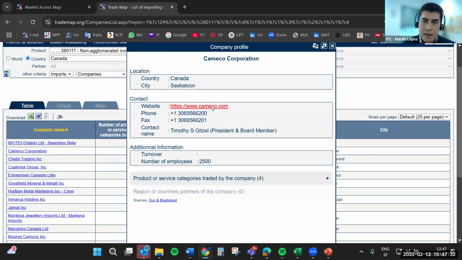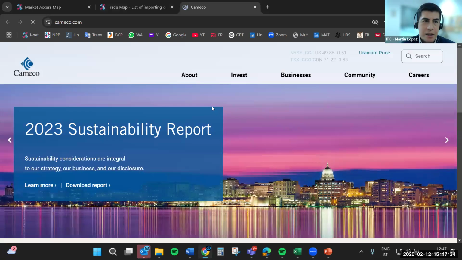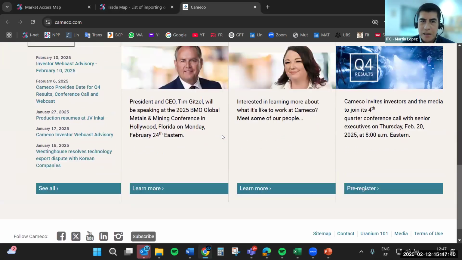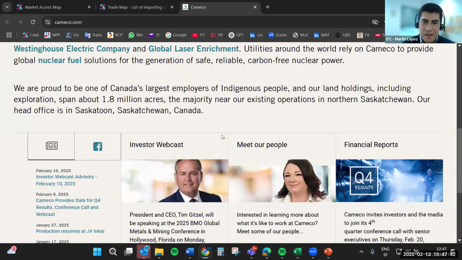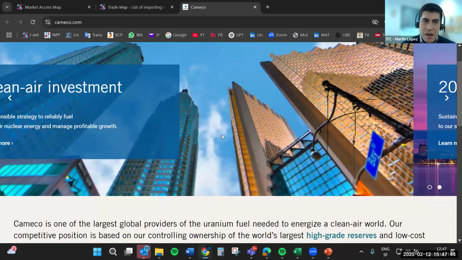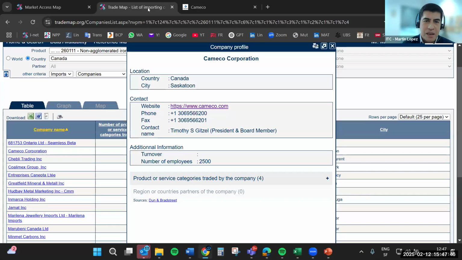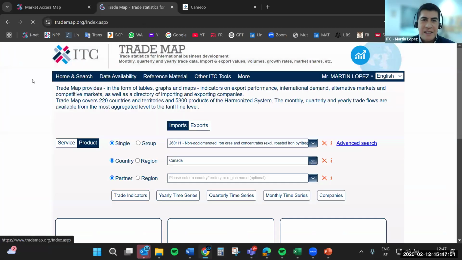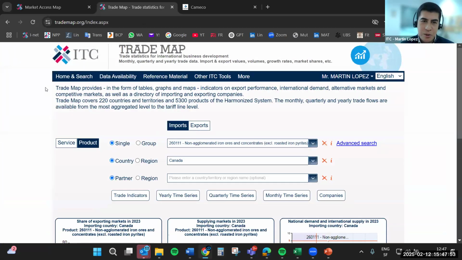I'm going to click here on, let's say, Cameco, and I have this very short company profile that includes a website. I'm going to click on the website. Didn't do this before, but yeah, it seems that it's a working, existing company, and probably you can look at their profile before you pick up the phone and offer your iron to that company. That would be best practice that you entrepreneurs for sure follow a lot.